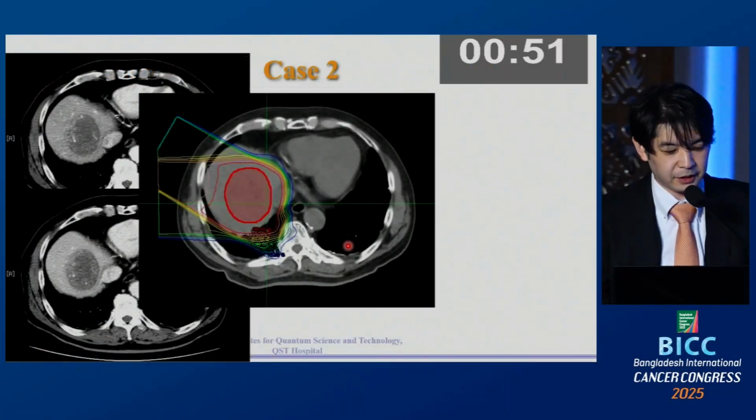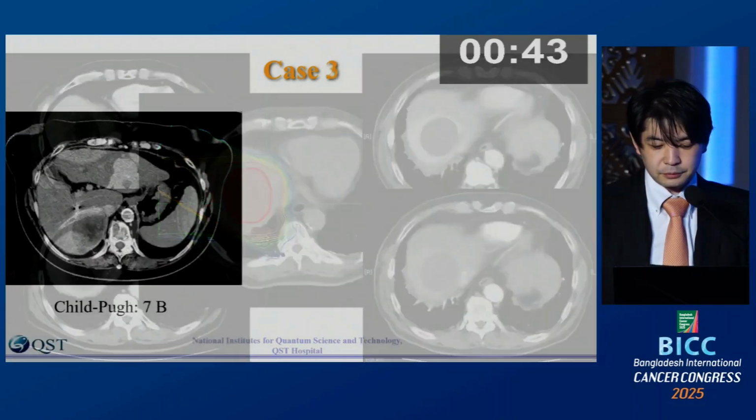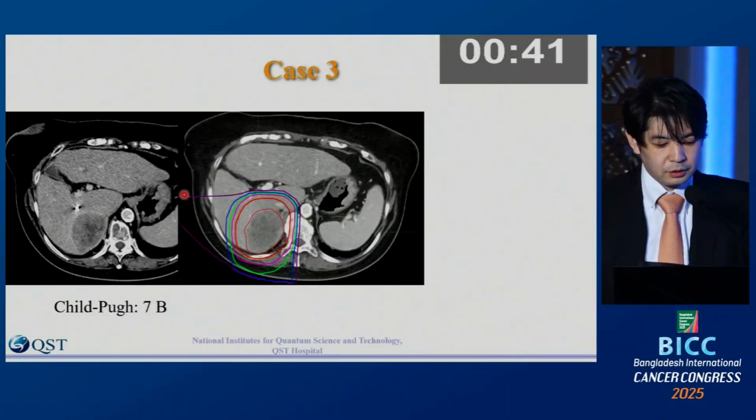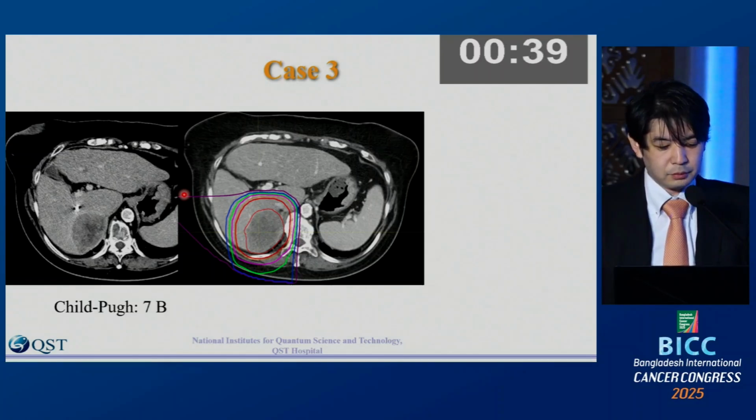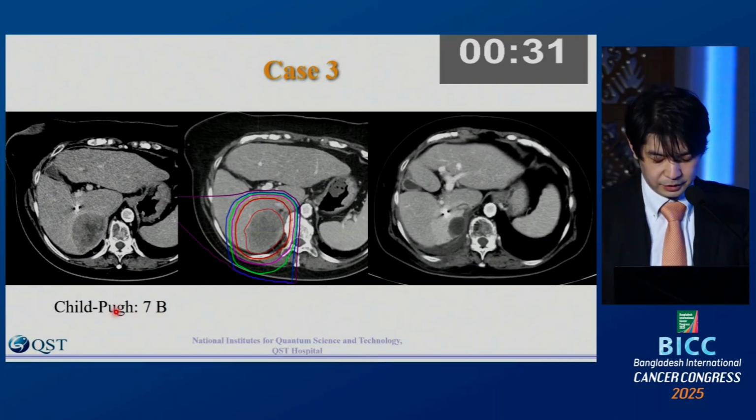So looking back at the second case, well treated with proton. This is passive proton, so you get a higher dose here, but still. So even tumors like this can be treated with carbon ion, even with decompensated liver function.